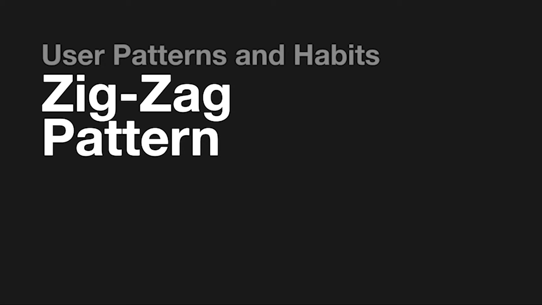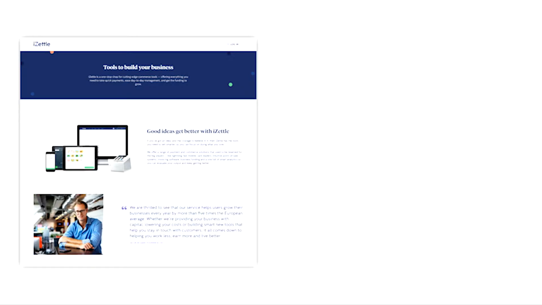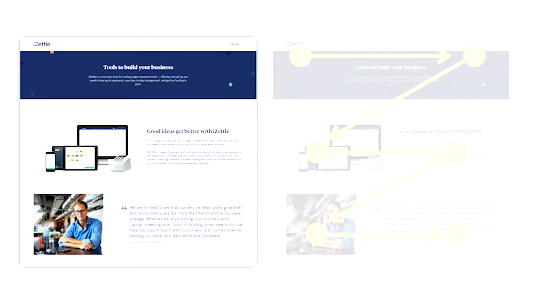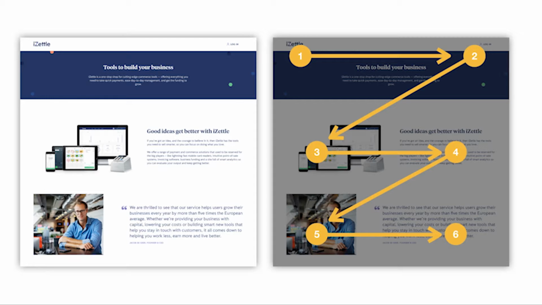The next pattern we'll look at is the zigzag pattern. The zigzag pattern is essentially a Z pattern stacked on top of itself. It's an expanded version of the Z pattern, and the eye makes a series of zigzag motions across the page. This is another pattern that's used very, very frequently, and you can see that in this example where the eye starts in the top left and then snakes over to the right and then zigzags down to the image, and then it naturally goes over to the body copy for that first image, and then down to the next image, and then over to the quote that is next to that image.